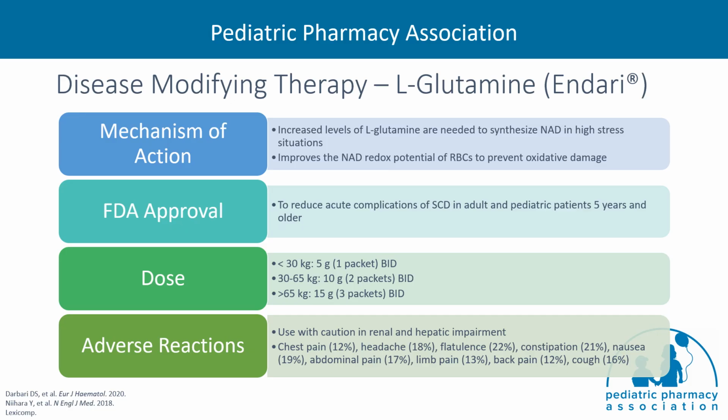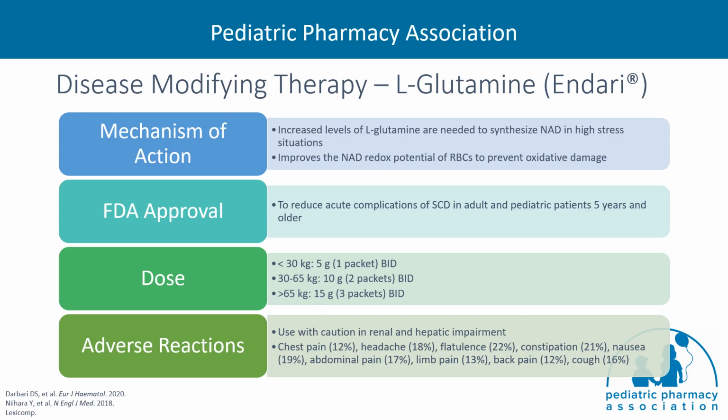All right, our next disease-modifying therapy is L-glutamine or Endari. So increased levels of L-glutamine are needed to synthesize NAD in our high-stress situations. And L-glutamine is going to improve that NAD redox potential of our red blood cells to help prevent oxidative damage. It is FDA approved to reduce acute complications of sickle cell disease in patients over the age of 5. And the dose is going to vary based on the patient's weight.